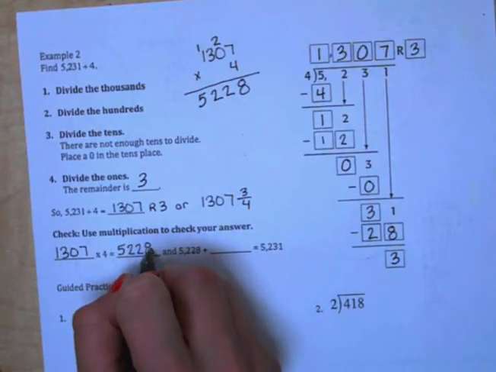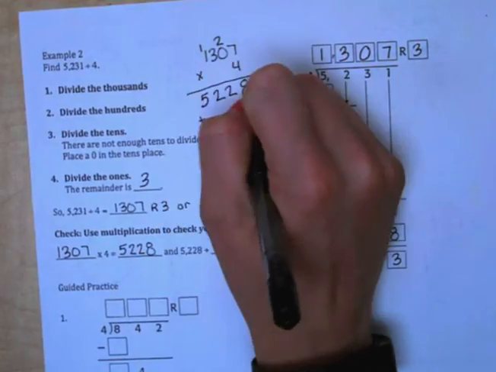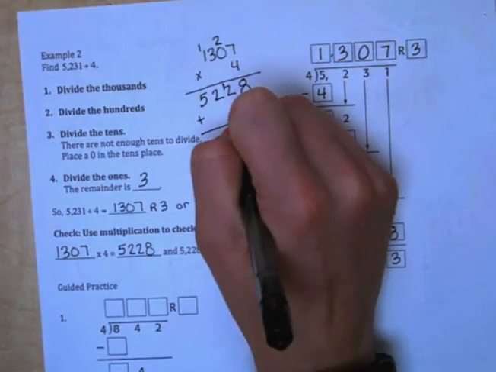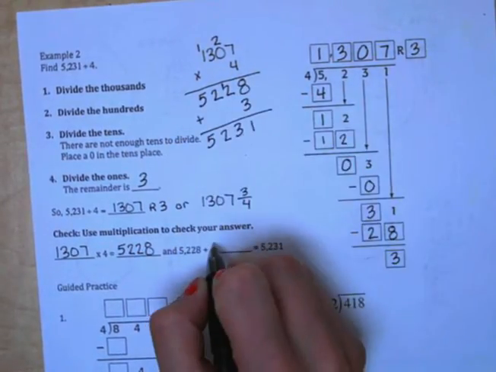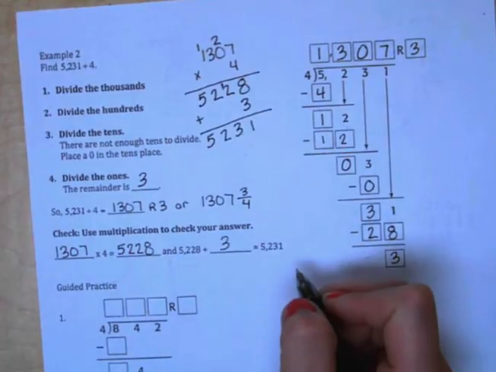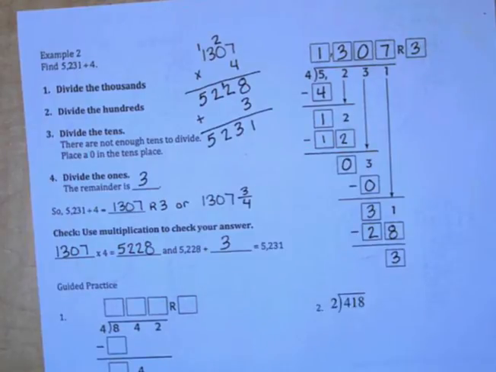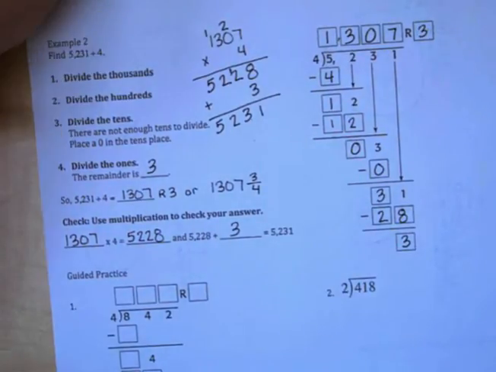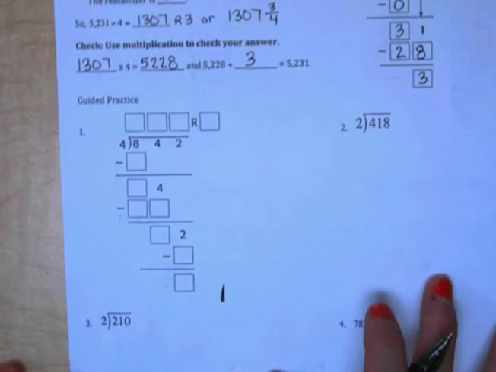So 1,307 times 4 is 5,228. And 5,228 plus our remainder of 3 gives us 5,231. So by checking with multiplication, we know that our answer was correct. I'm going to do one more problem with you, and then I'm going to have you do the rest on your own as independent practice.